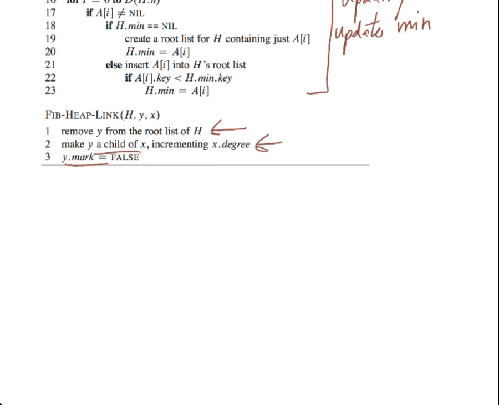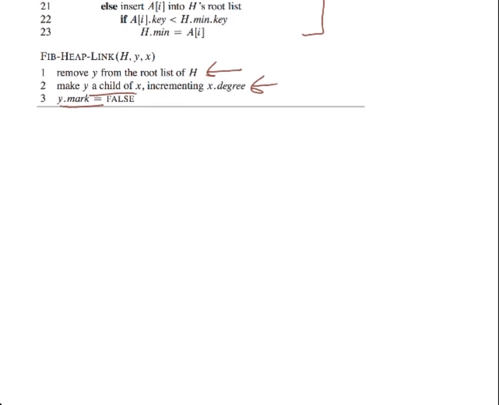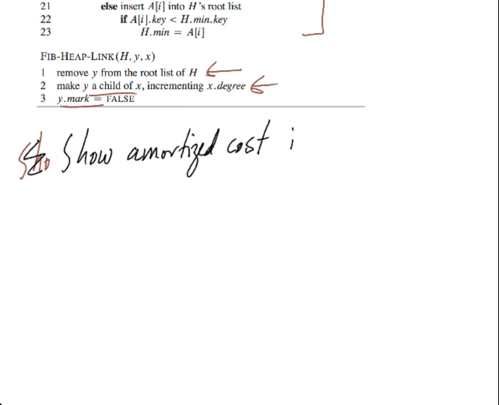Now we want to know the cost of this. We want to show that this is log n. So we want to show that the amortized cost is order d of n, which is order log n. Remember, d of n is the max degree of any node.